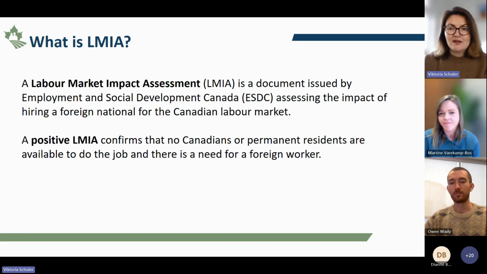There have been more comments from Darren that the beekeepers' application was fast. I assume it was the agricultural stream, and for low wage we are waiting. Yes, it's over 40 business days right now, sometimes even longer.